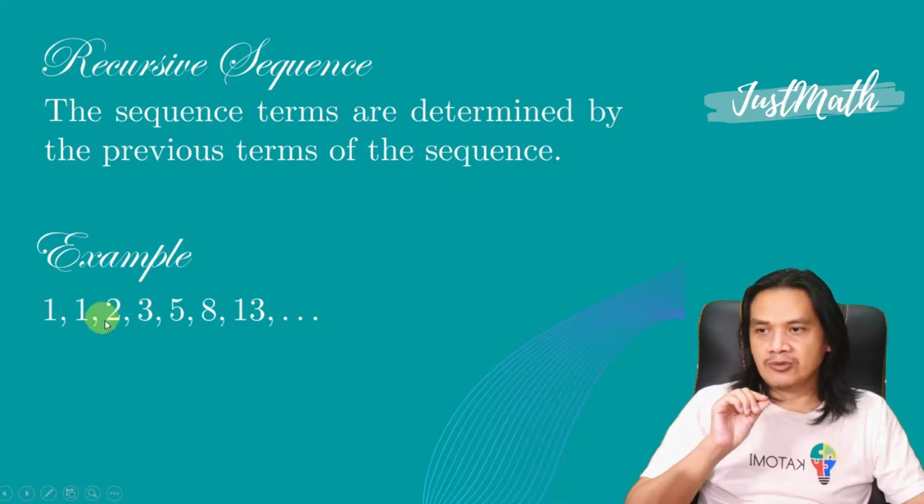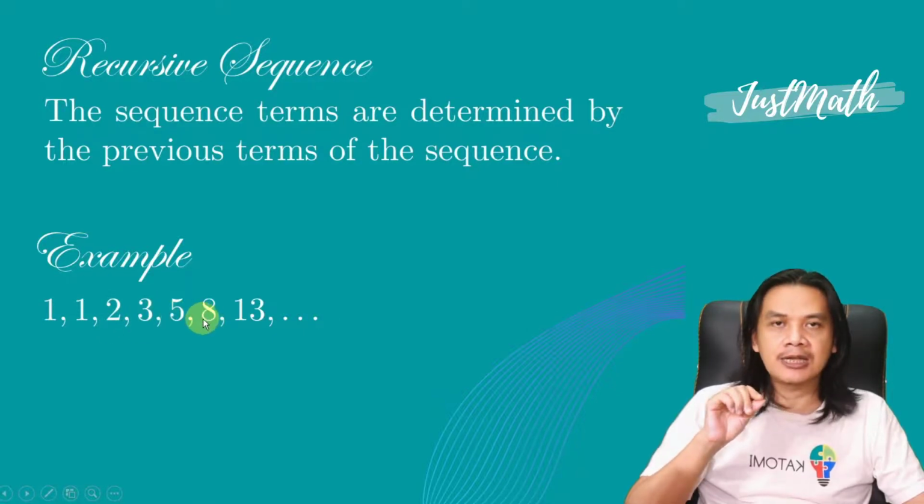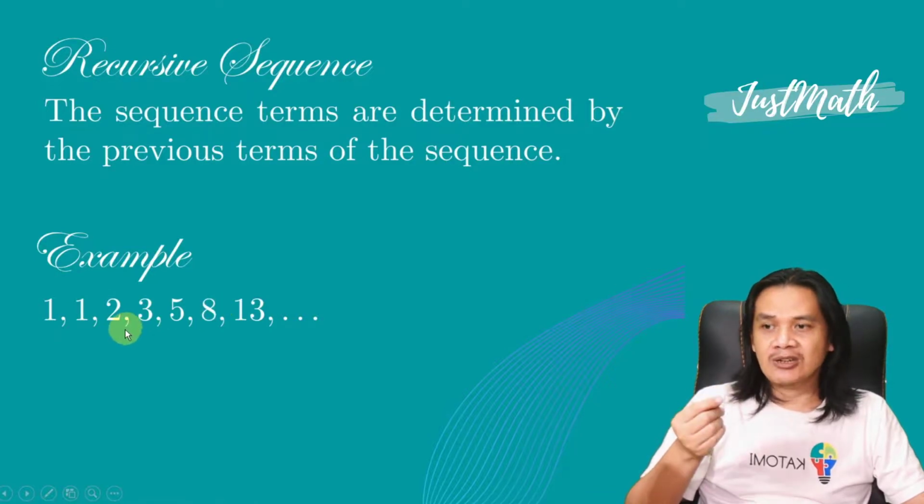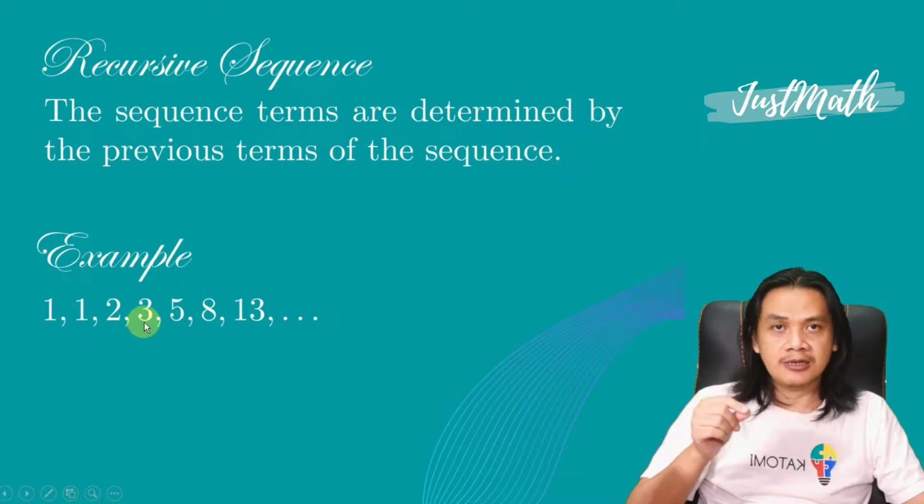We get these two by adding the two previous terms. So 1 plus 1 is 2, and then 1 plus 2 is 3, 2 plus 3 is 5, 3 plus 5 is 8, and so on, right? So how exactly do we get all the terms of this sequence? The seed of this sequence is basically the first two terms of this sequence.